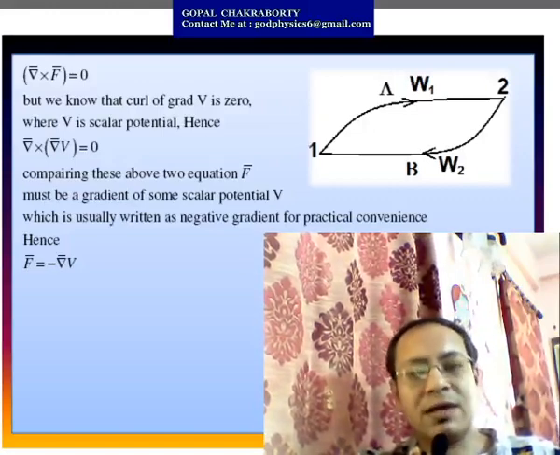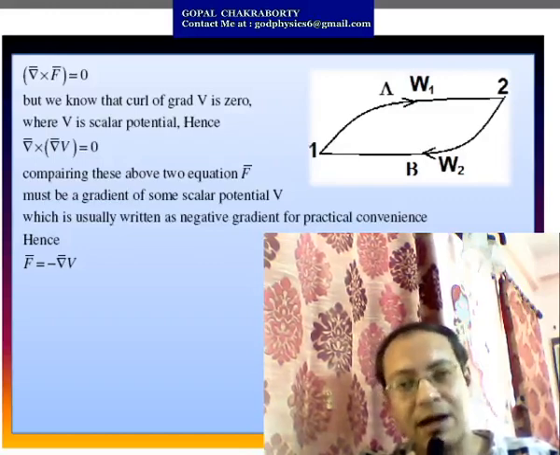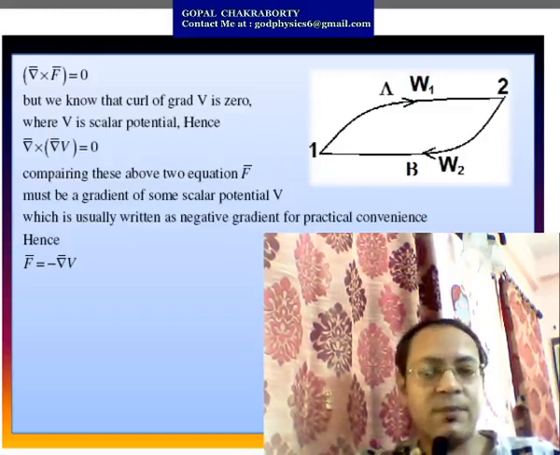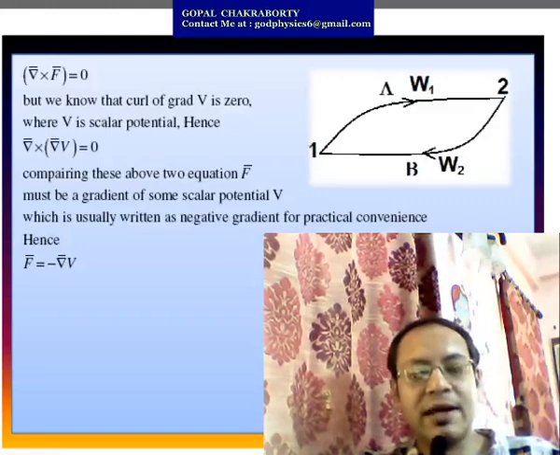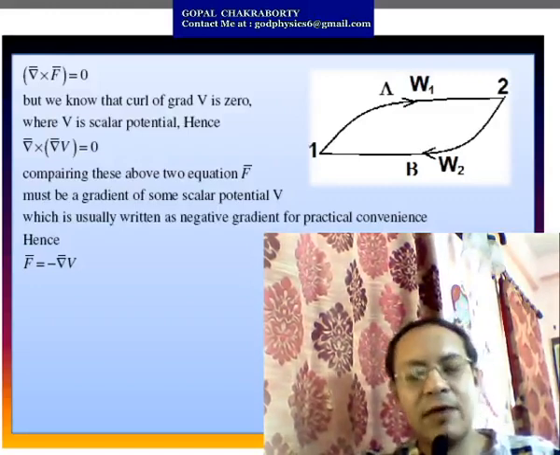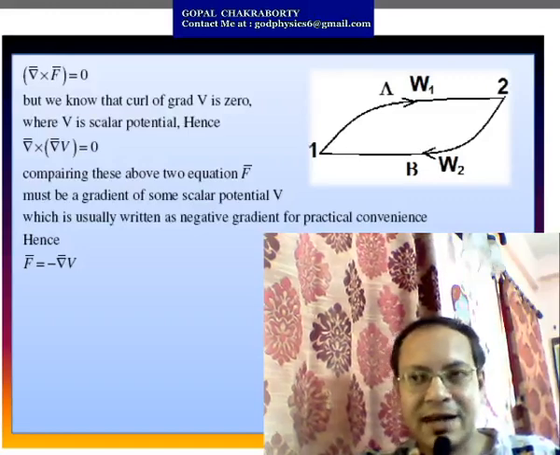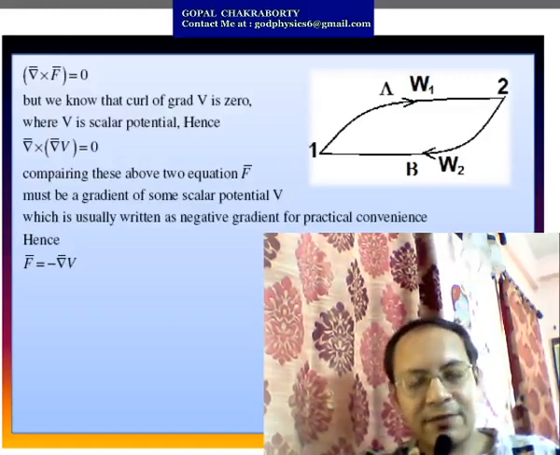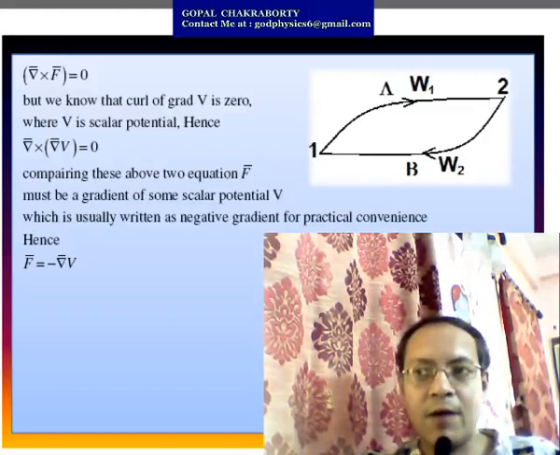Now, we know the curl of grad V, where V is the scalar potential. Curl of grad V is always 0. So, if curl of grad V is 0, you can compare these two equations, and that will give you F equals minus grad V, where V is the scalar potential. So, the force F can be written as the negative gradient of a scalar potential.